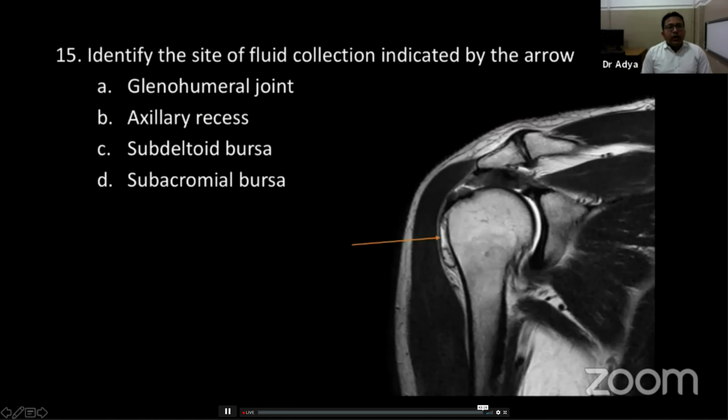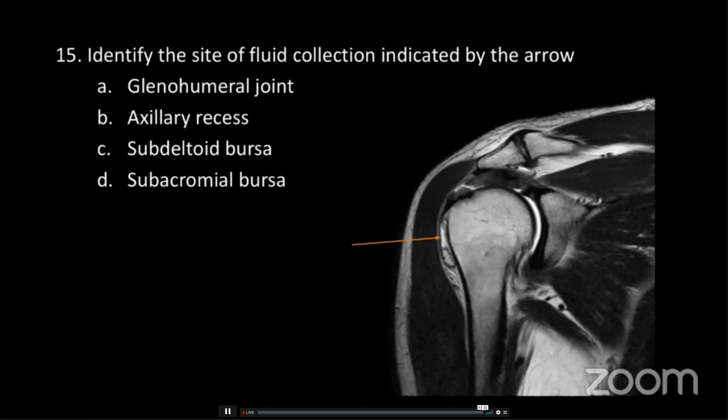Coming to next question, 15. Identify the site of fluid collection indicated by the arrow. A, glenohumeral joint. B, axillary recess. C, subdeltoid bursa. Or D, subacromial bursa. Poll is live, sir.